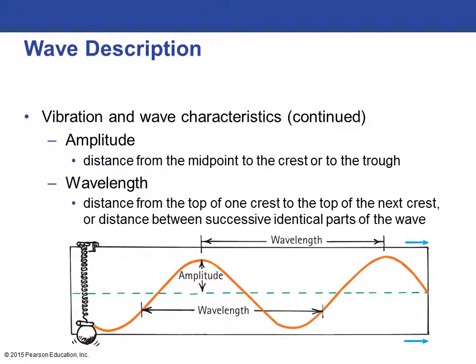Now, we already went over the amplitude and wavelength, but again here, the amplitude is the distance from the midpoint to the crest, or the midpoint to the trough, and the wavelength is the distance from the top of one crest to the top of the next crest, or the distance between identical parts of the wave.